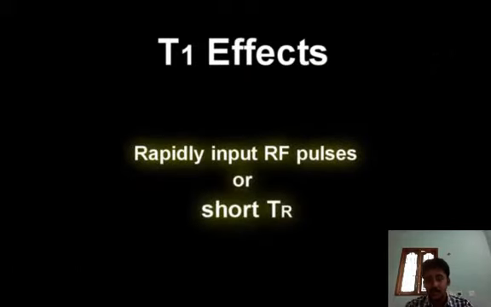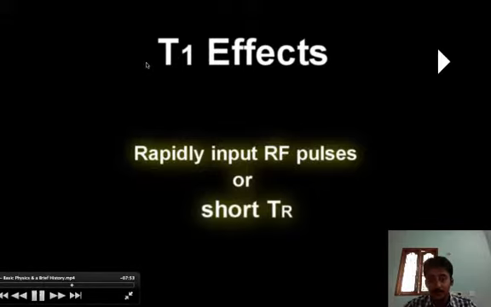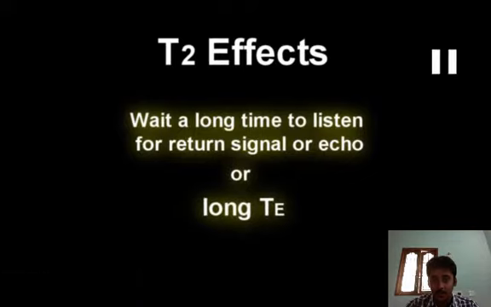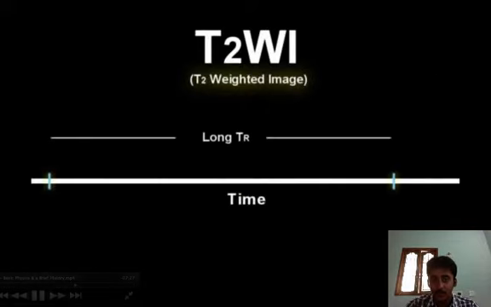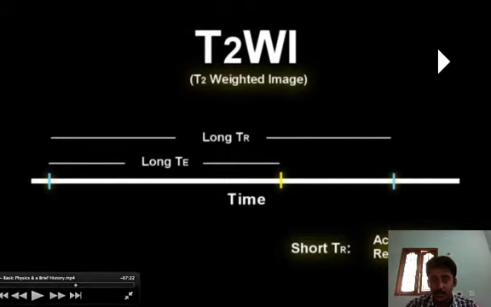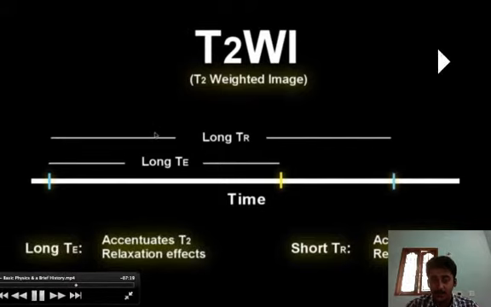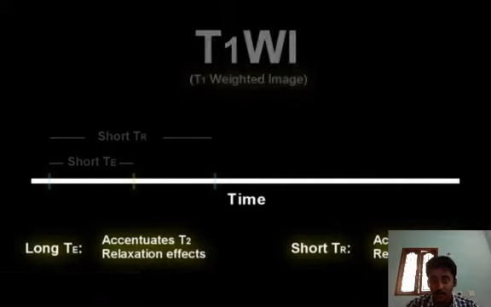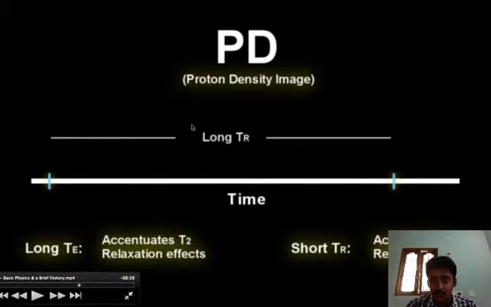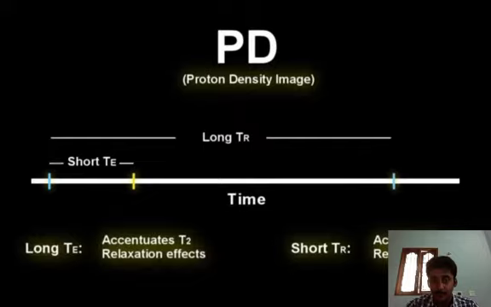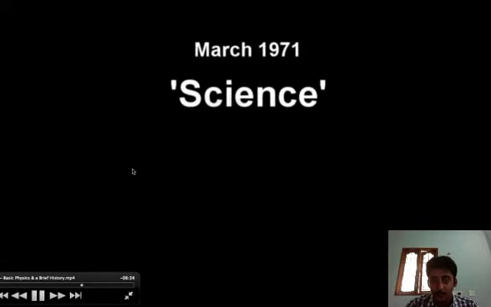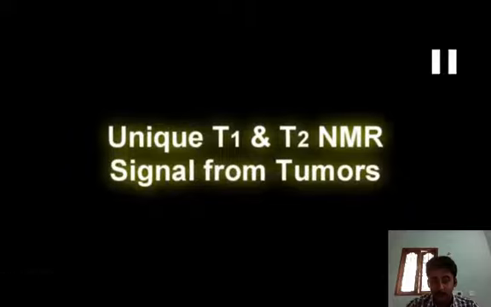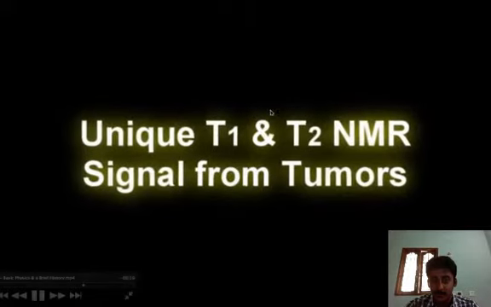In T1 we need to apply rapid RF pulses because of the short repetition time. For T2 effects, we have long repetition time as well as long echo time. We wait for the echo. So these are the characteristics of a T2 weighted image, and these are for a T1 weighted image: short TR, short echo time. And we have the proton density image, which usually has long repetition time and short echo time. These are usually used to detect tumors in the human body.